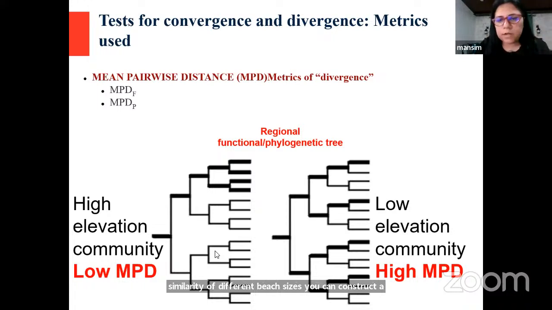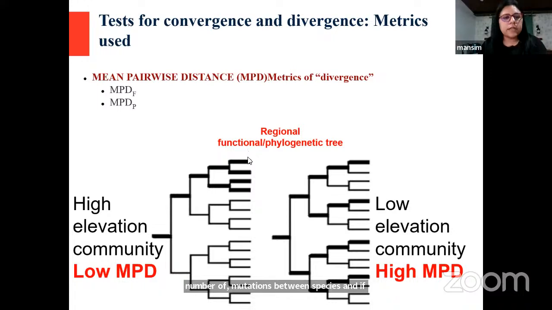And there are tools available to do this. I will not get into that. And you will see that similar beak sizes are closely related on the tree as well. So in this case, if this is a phylogenetic tree, then the branch lengths are actually your DNA sequences, or the number of mutations between species.